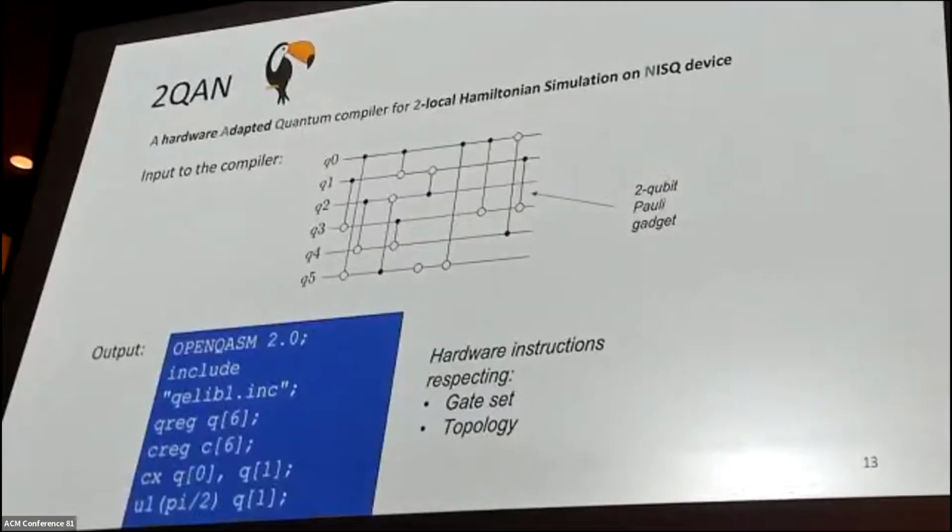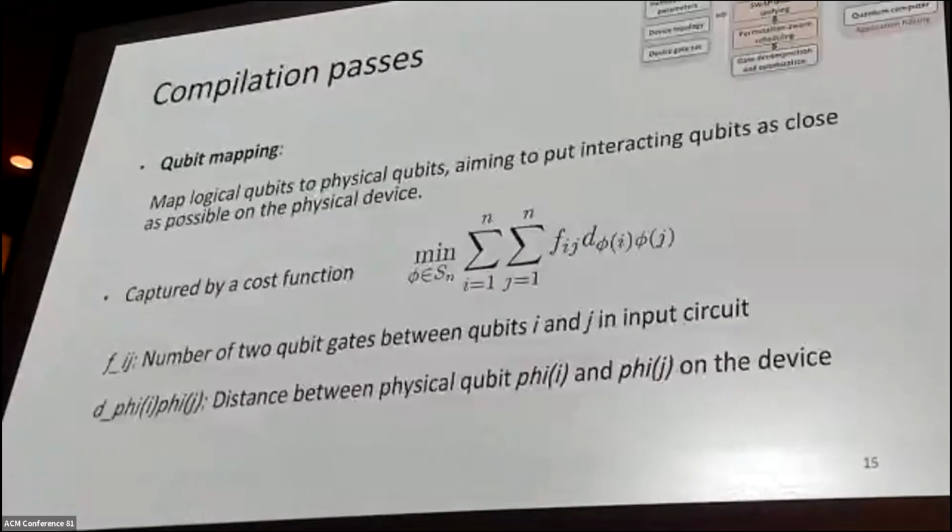And this is essentially what we want. So our input is our Trotter approximation for our evolution. We can just think of this as a picture of just a series of 2-qubit Pauli gadgets. And the output is going to be a list of operations. So first, the mapping question.